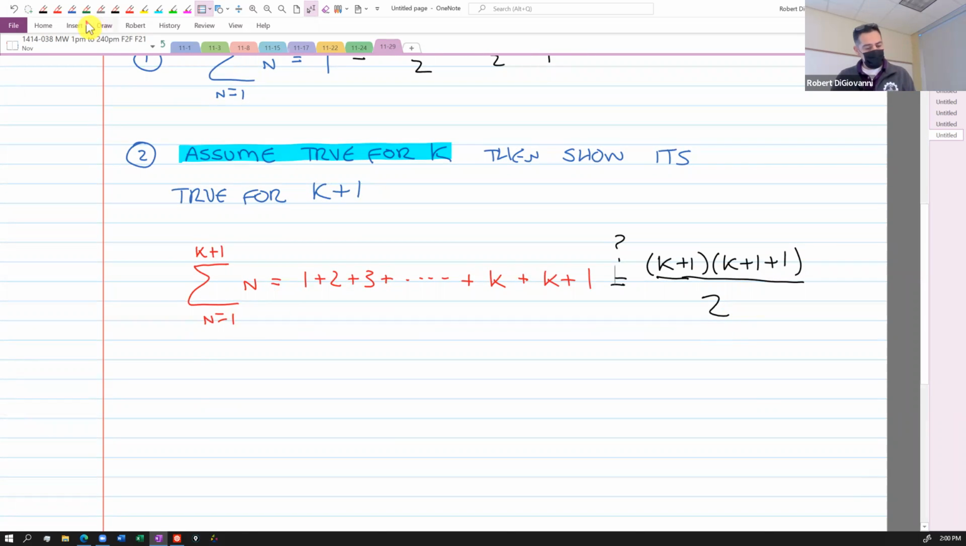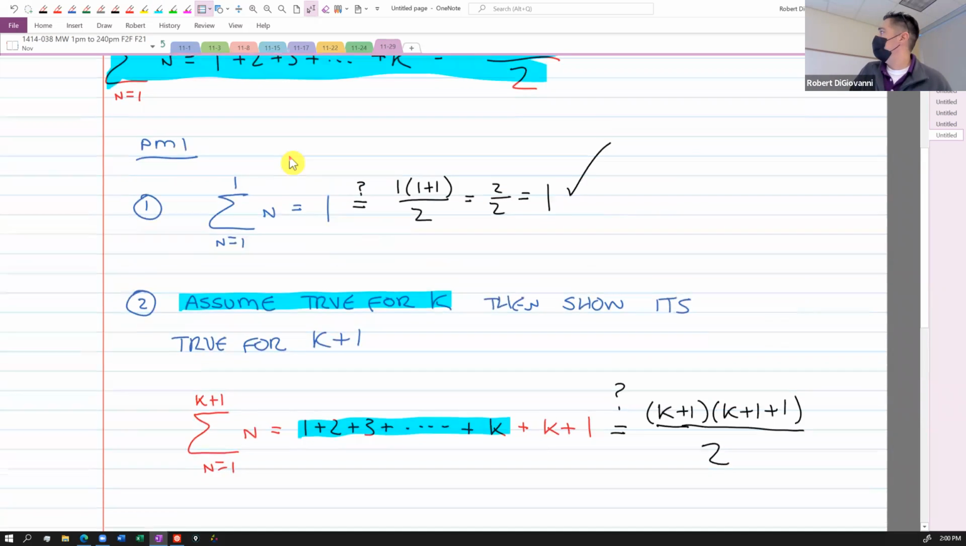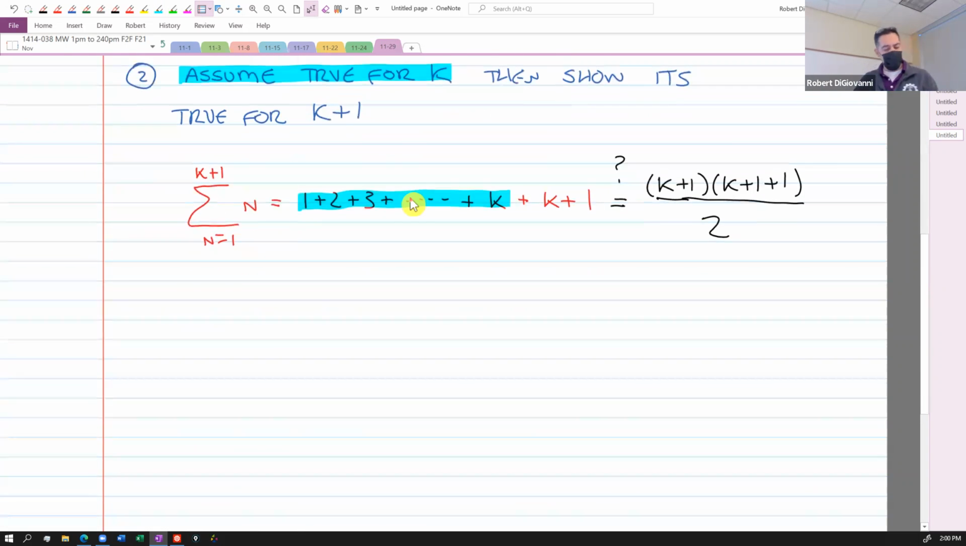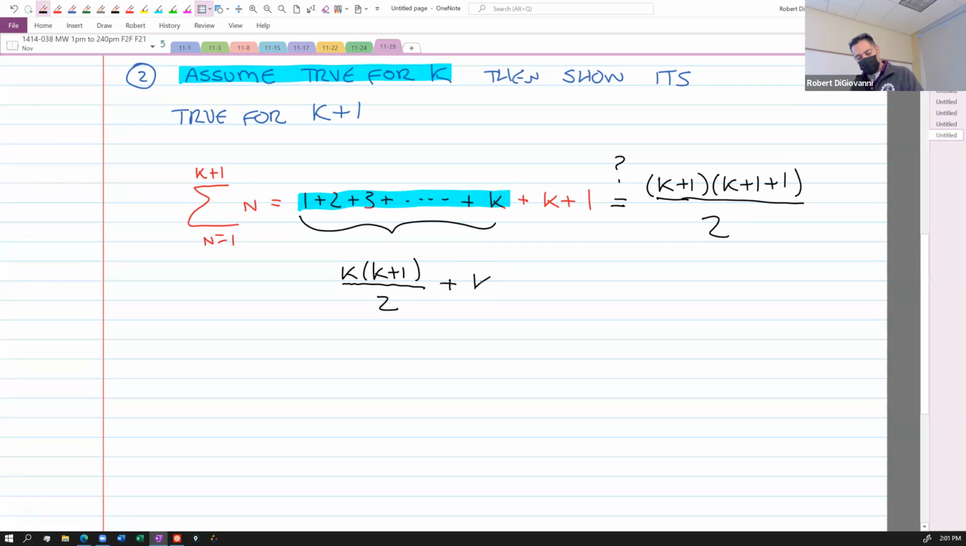But watch, look. What is this? What is that? Well, we just assumed what it was, didn't we? We said that this is what? That, right? That's the kth domino. So the blue here is the kth domino. So I can replace this with k times k plus 1 over 2. And I still have next to it what? K plus 1. And the question is, is that equal to this?